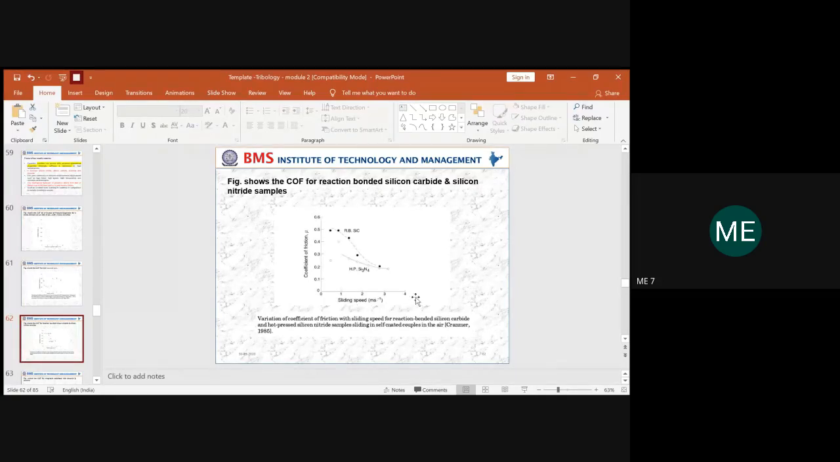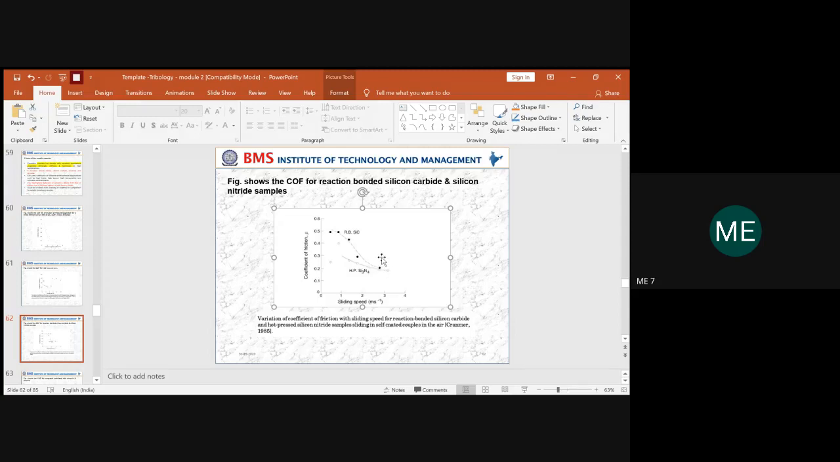Irrespective of the increase in speed, the coefficient of friction is gradually coming down only between 0.3 and 0.2. Whereas in the case of silicon carbide, you can see that the coefficient of friction was 0.5 at a lower sliding speed, nearly 0.5 meter per second. And as the sliding speed increased, the coefficient of friction drastically came down and was almost near 0.2.